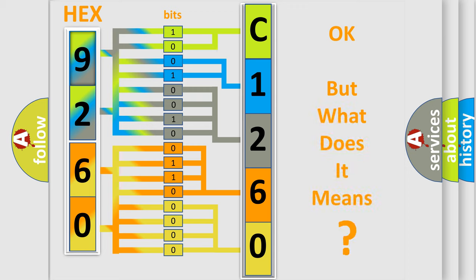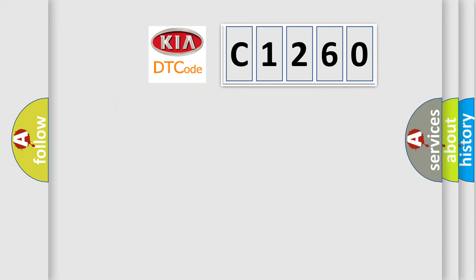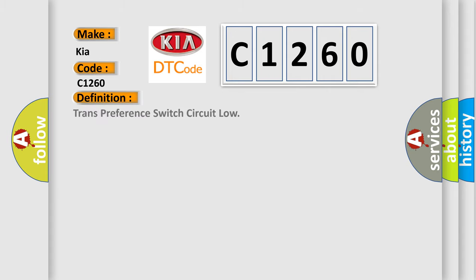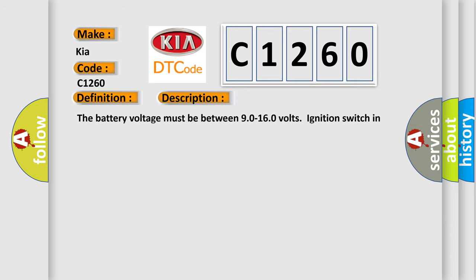The number itself does not make sense to us if we cannot assign information to what it actually expresses. So, what does the Diagnostic Trouble Code C1260 mean specifically for Kia? The basic definition is trans preference switch circuit low. And now this is a short description of this DTC code.